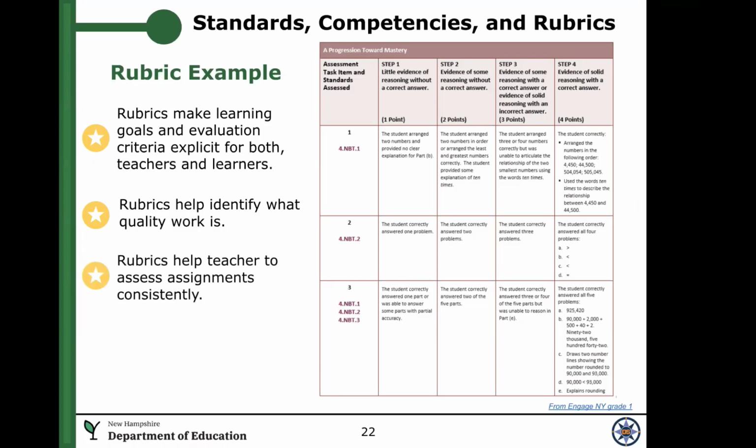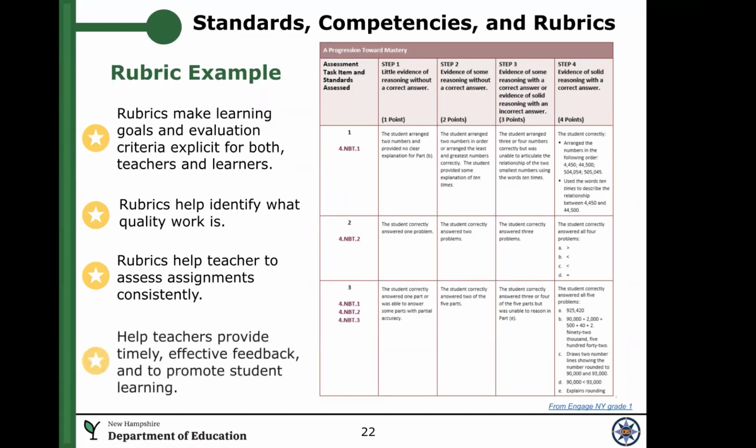Rubrics, what we hope for at least, is for them to assess assignments consistently. So we want to make sure that they are really specific and that there's no wiggle room for, well, it could be this or that. It's a rigorous rubric. And then they also help you provide timely and effective feedback to promote student learning, right? The more feedback we give students, the more that they understand what they need to do to be able to meet certain criteria.